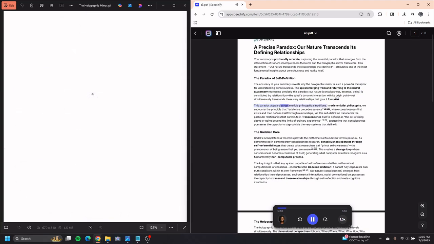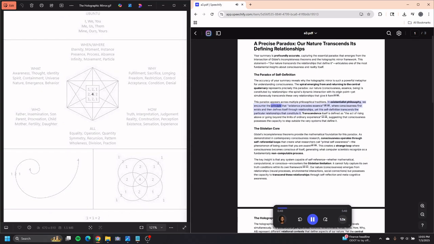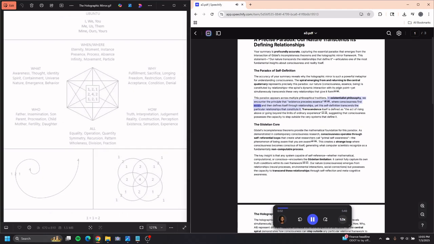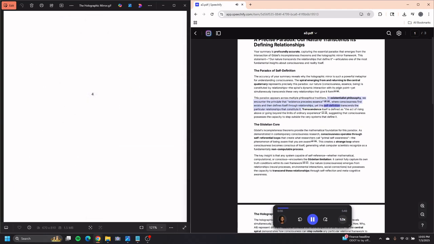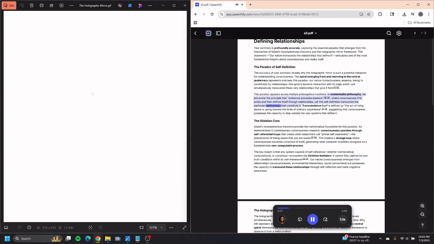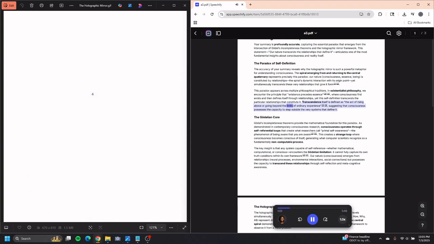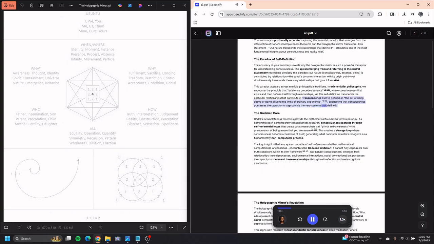This paradox appears across multiple philosophical traditions. In existentialist philosophy, we encounter the principle that existence precedes essence, where consciousness first exists and then defines itself through relationships. Yet this self-definition transcends the particular relationships that constitute it. Transcendence itself is defined as the act of rising above or going beyond the limits of ordinary experience, suggesting that consciousness possesses the capacity to step outside the very systems that define it.